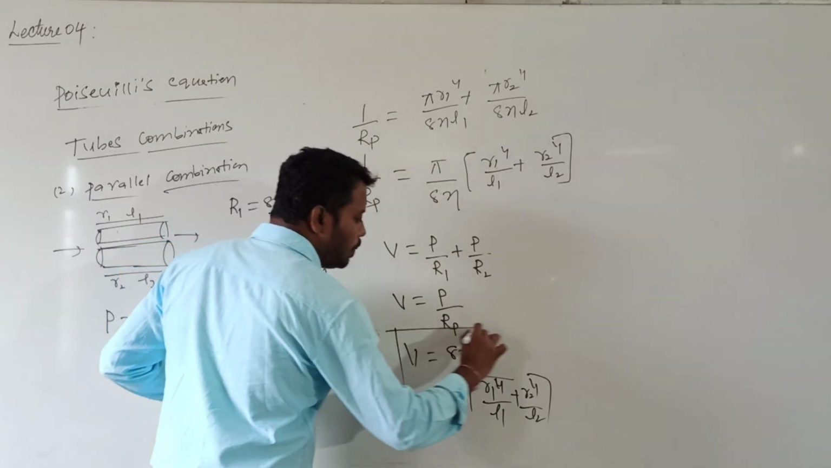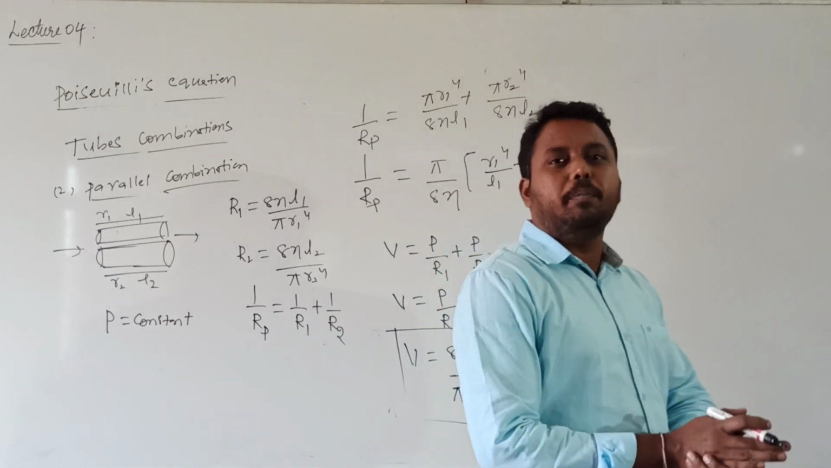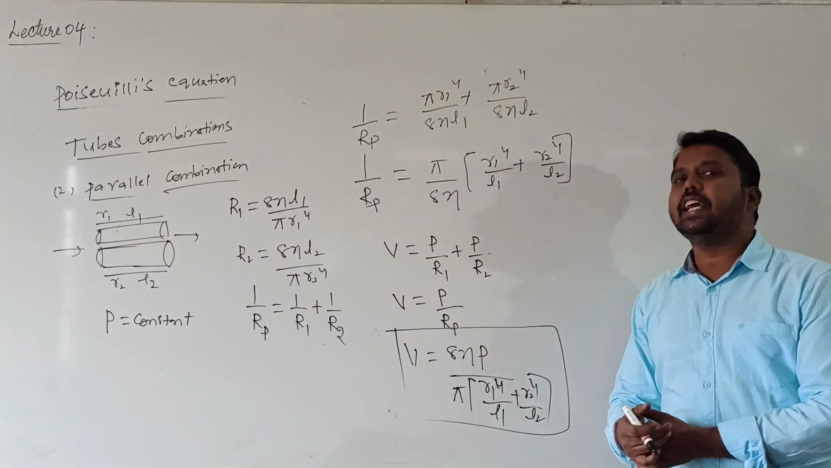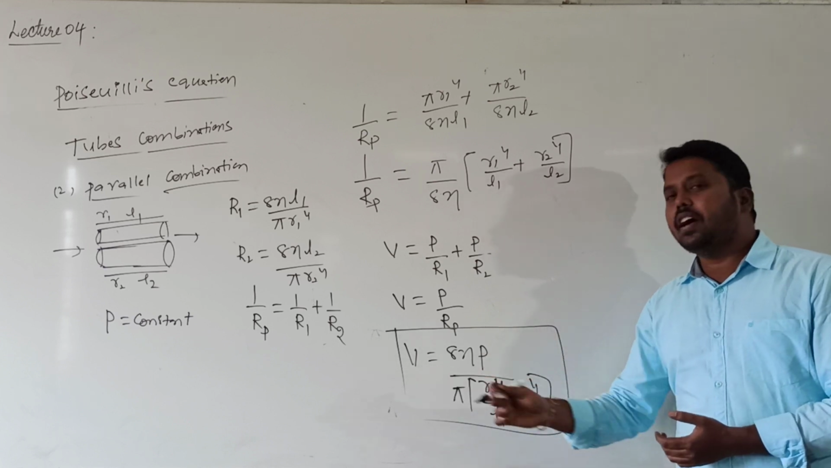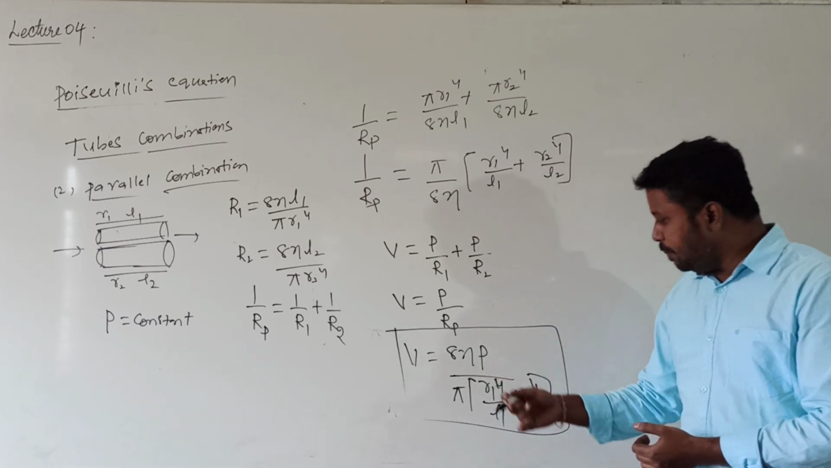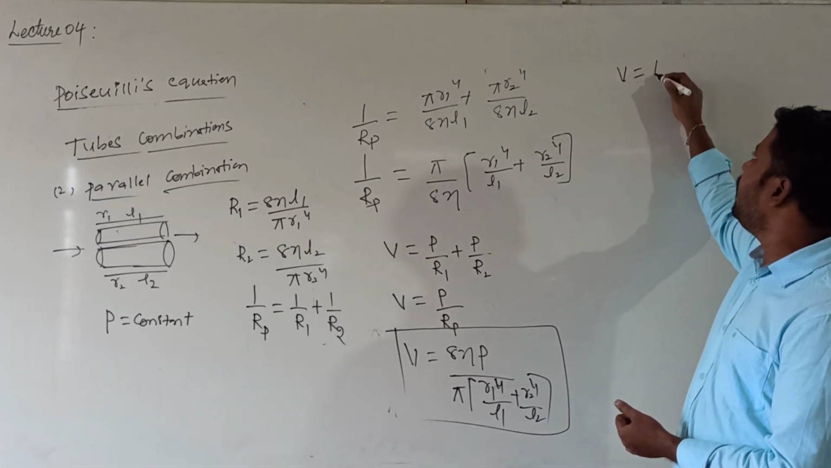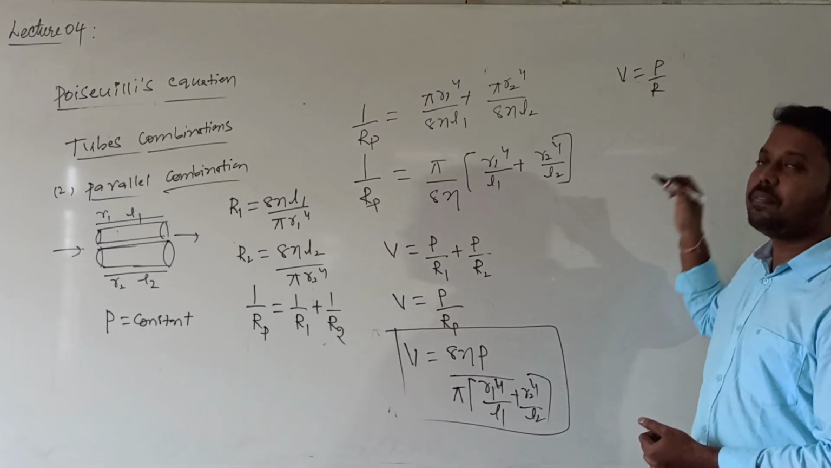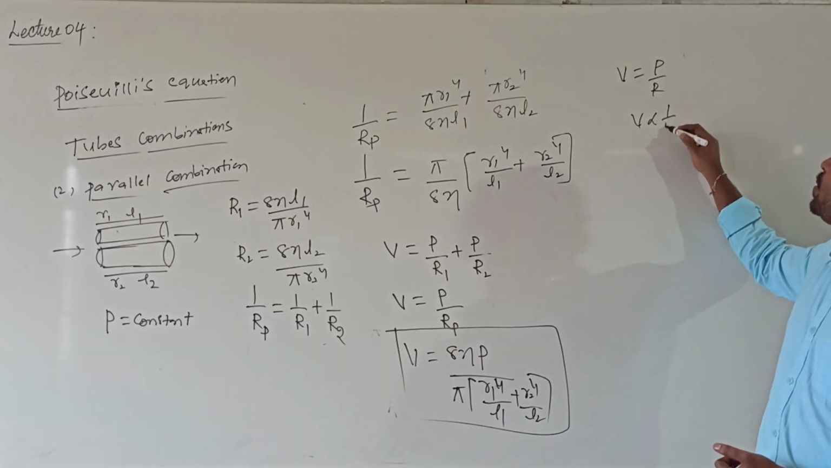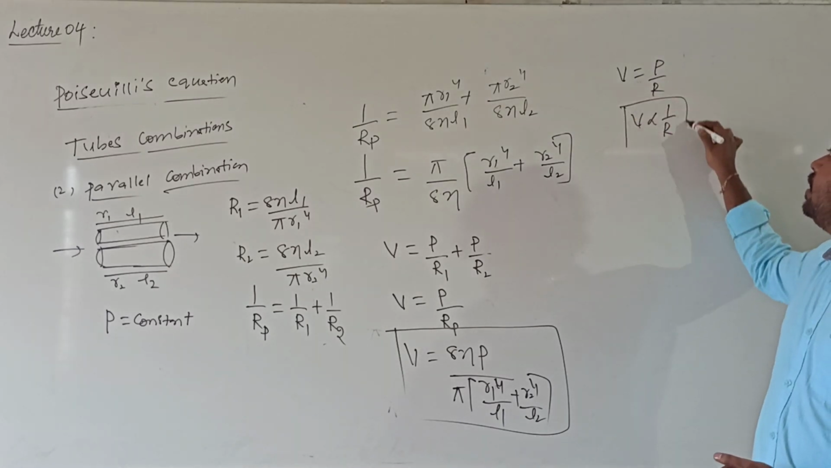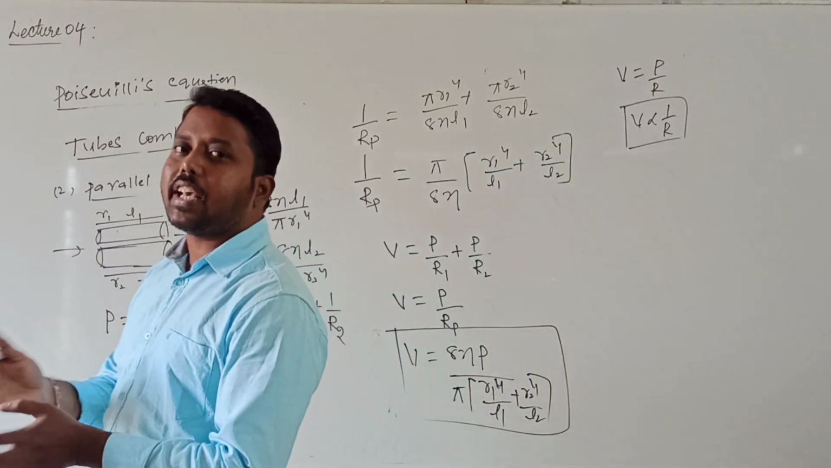So this is the formula for total volume of the fluid flowing across the combination of two tubes connected in parallel combination. Understood? So the V value I have calculated. After completing the value of V, what is the general formula for V? V is equal to P by R. Since P value is constant, then what happens? V is inversely proportional to what? R. So the volume of the fluid flowing across the two tubes is not the same.